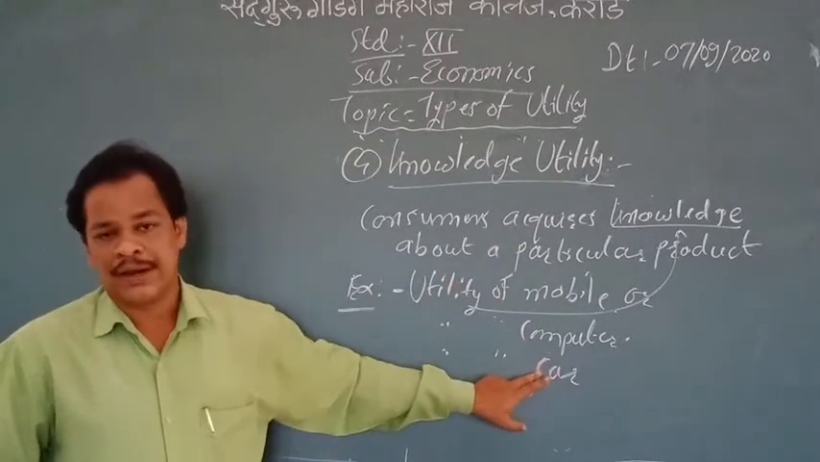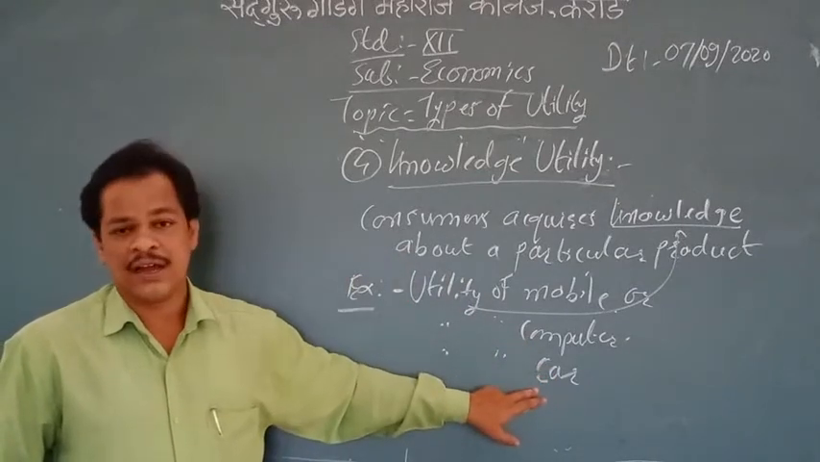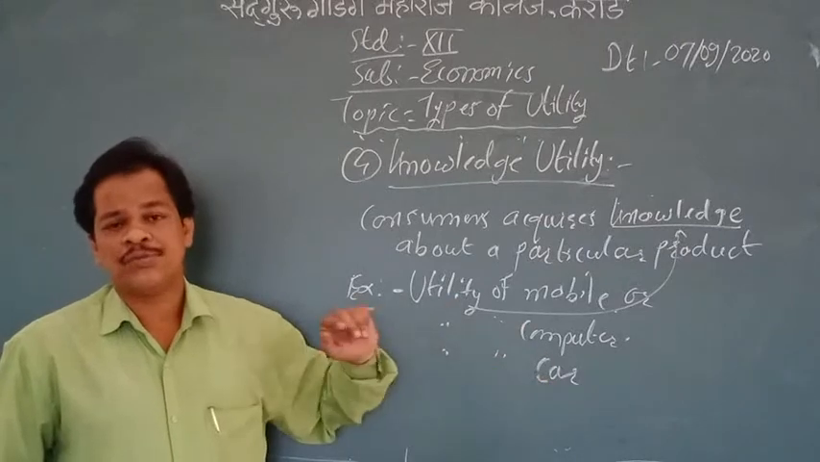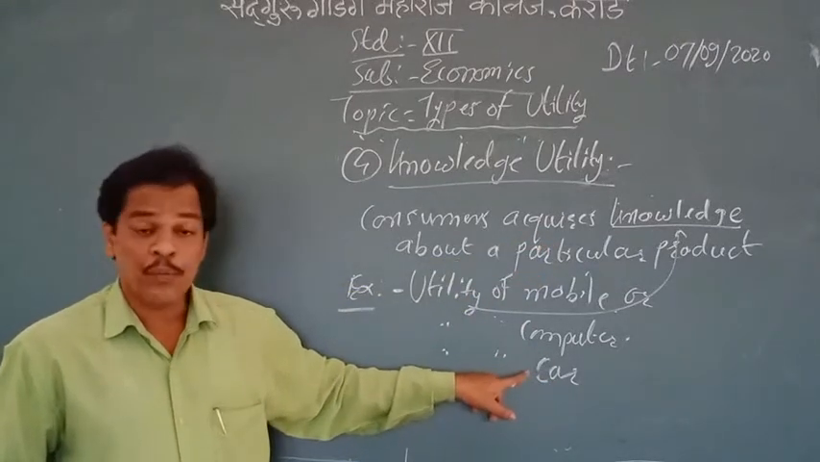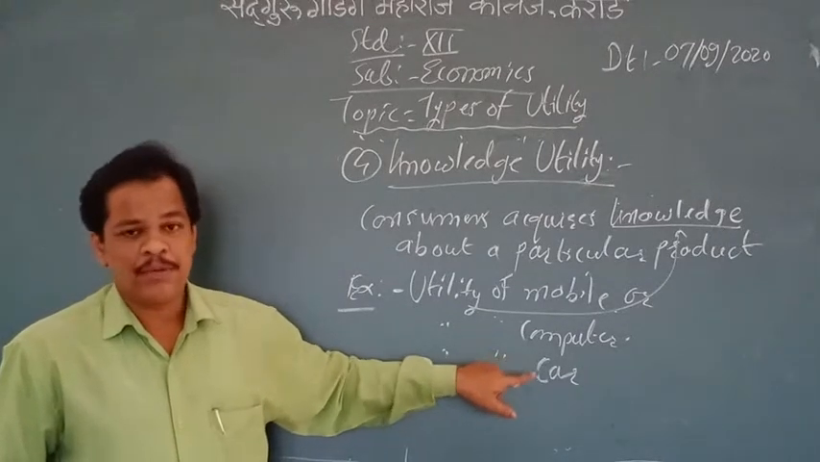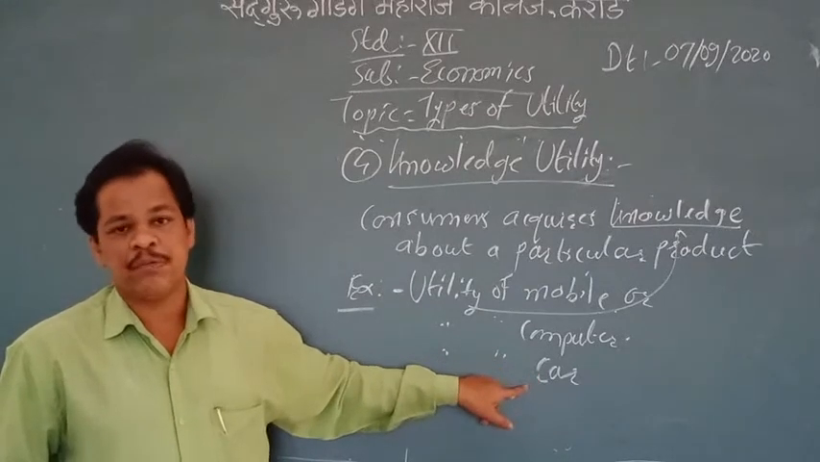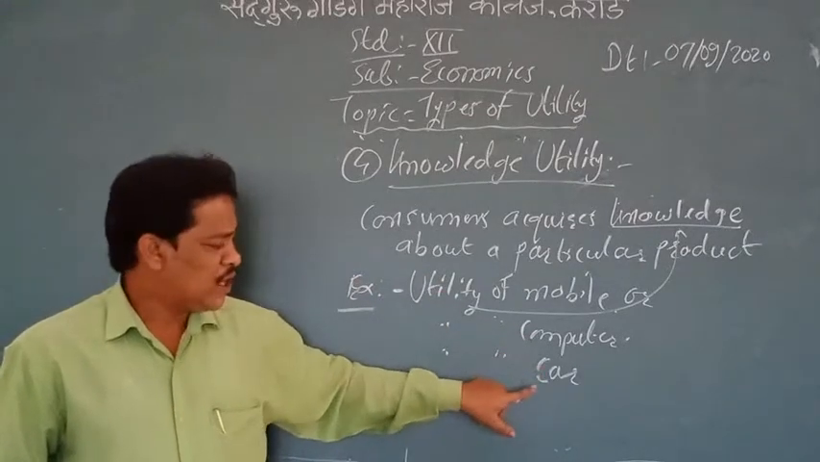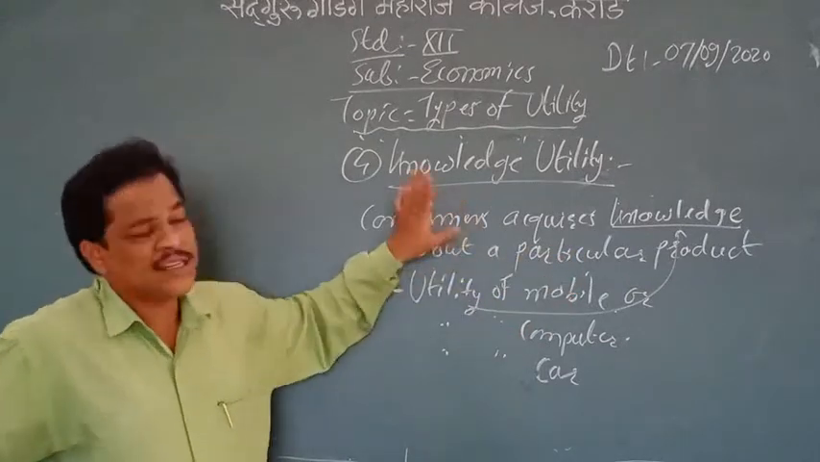Same thing is about the car. You can purchase a car, but if you don't know how to drive the car, then what is the use of that car? So knowledge is very important. If you have less knowledge about how to drive the car, it is possible that there is some chance of accident. So perfect knowledge is very important. Then only you can use the car. So here knowledge plays a very important role. It is called knowledge utility.